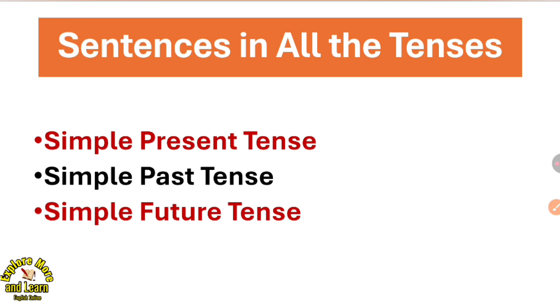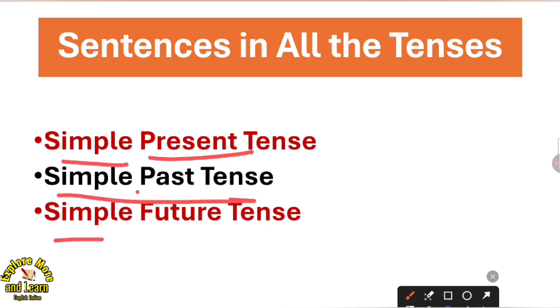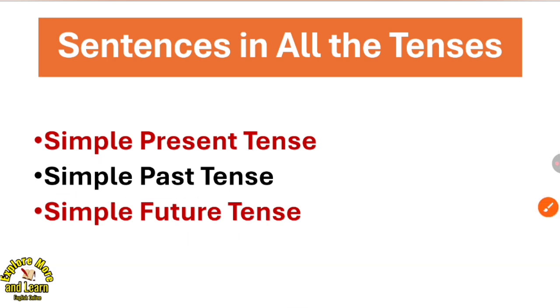So now you see sentences in all the tenses. Here, first of all I have chosen simple present tense, simple past tense and simple future tense. And here I'll take one sentence in all these tenses. So the first tense which I have chosen is present tense, then simple past tense and simple future. So this is simple tense in present, past and future. So the sentence, in simple present tense, will be: I eat.